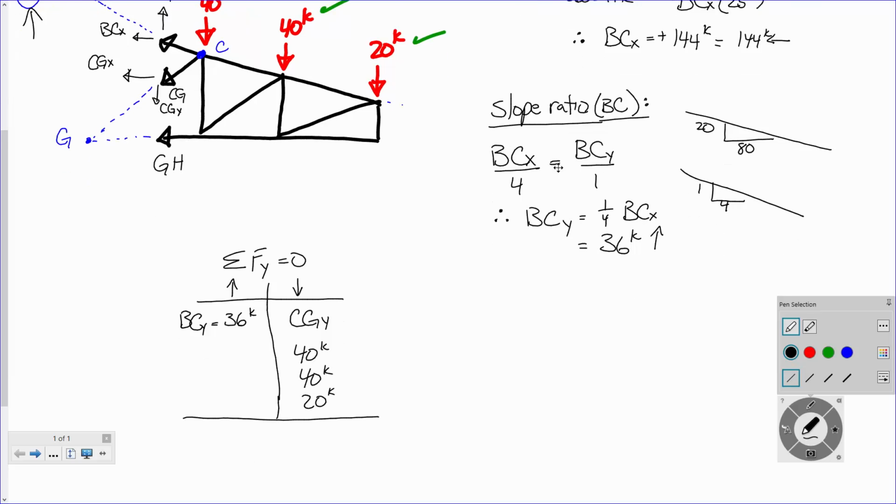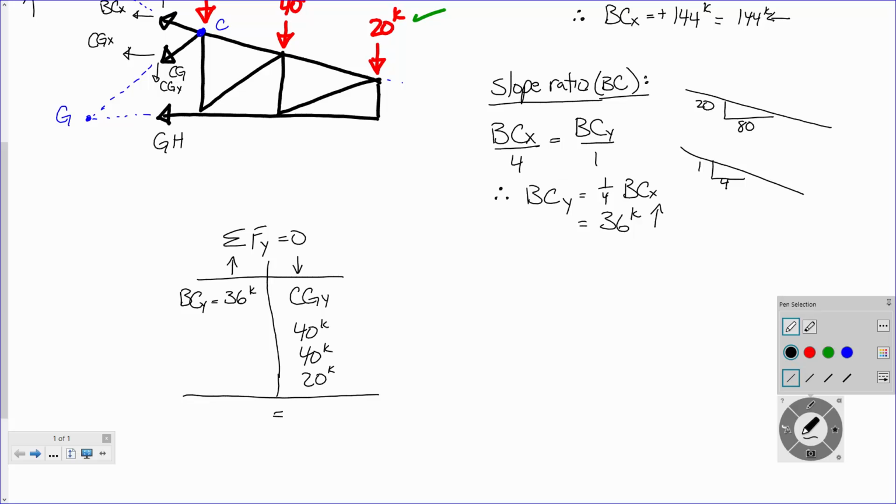So that's everything, right? So here on the left side, I've got 36 kips, and on the right, I've got CGY. Draw it like that. CGY plus what? 40 and 40 is 80, 20 is 100 kips. Okay? So therefore, what's CGY going to come out to be? Negative 64 kips. So if it's negative 64 kips, that tells us a couple things. First off, right off the bat, that tells us that 64 kips is acting in what direction? Up.